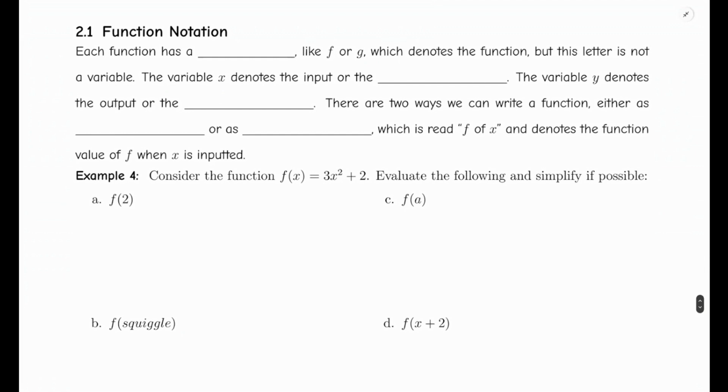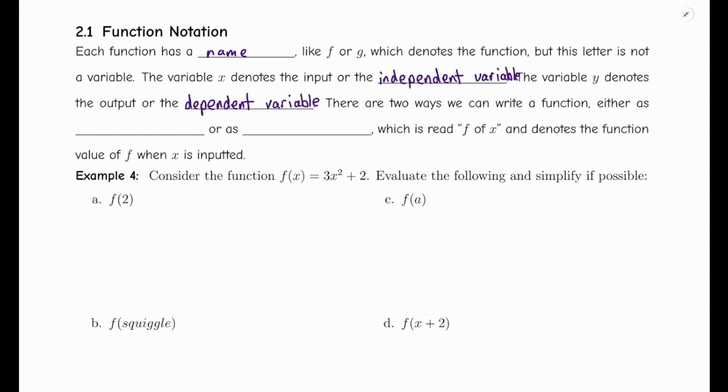Function notation. Each function has a name, like f or g, which denotes the function, but this letter is not a variable. The variable x denotes the input or the independent variable. The variable y denotes the output or the dependent variable.